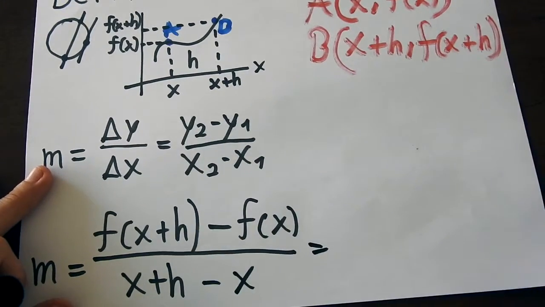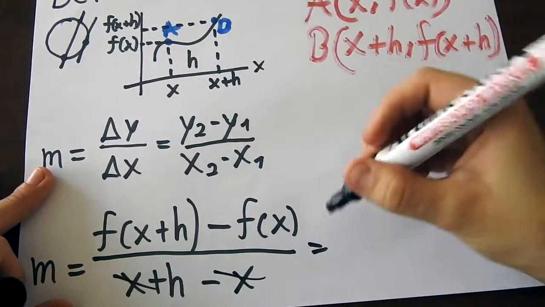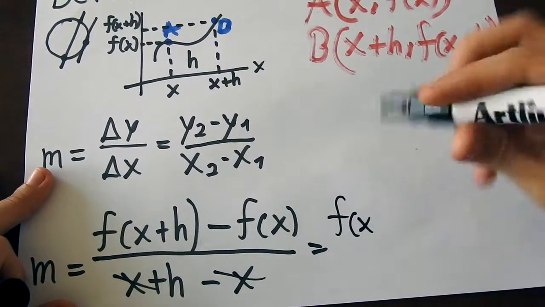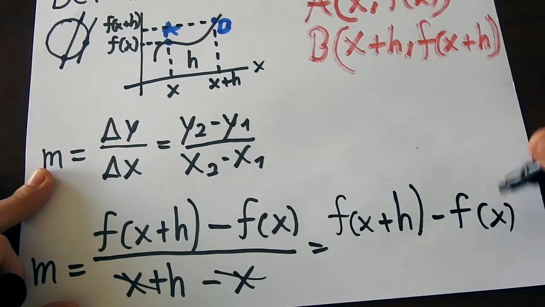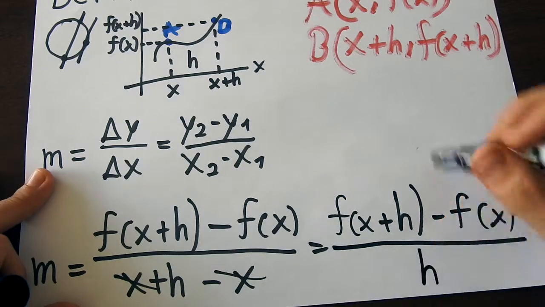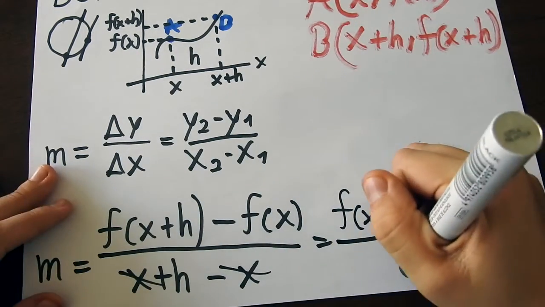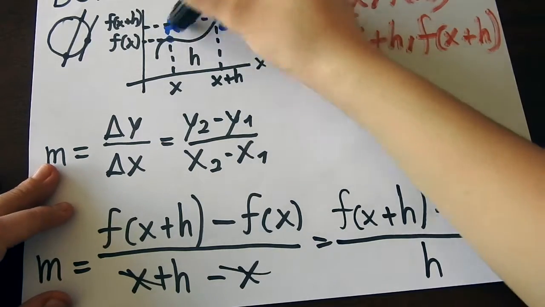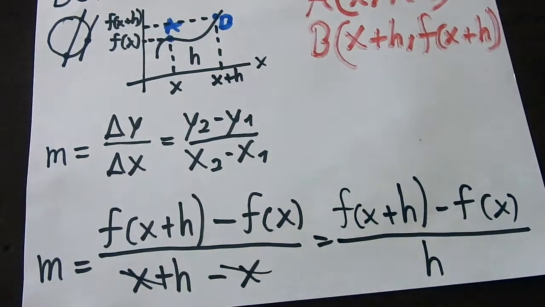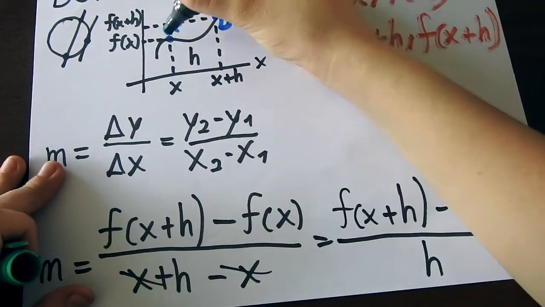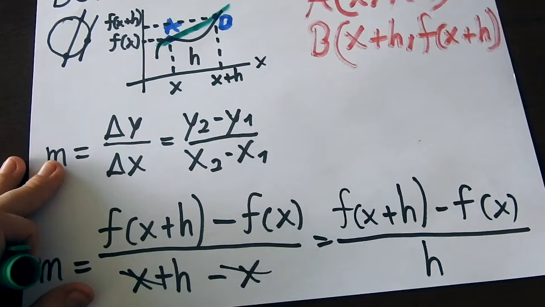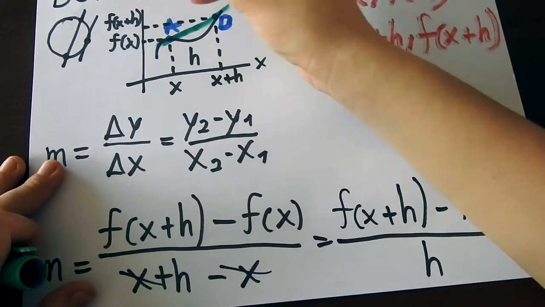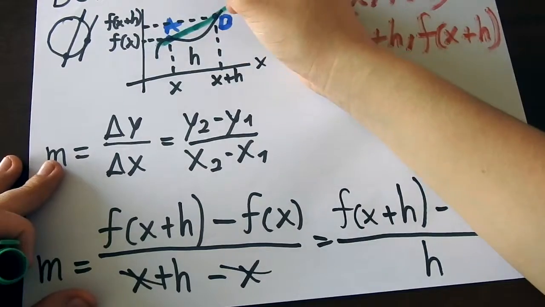If we simplify this formula, x and x cancel here, we would have f of x plus h minus f of x over h. This is the slope of this space between A and B. Graphically, this would be a line that connects these 2 points and goes beyond. This, as you can see, is a secant. It touches the 2 points, it goes beyond them.